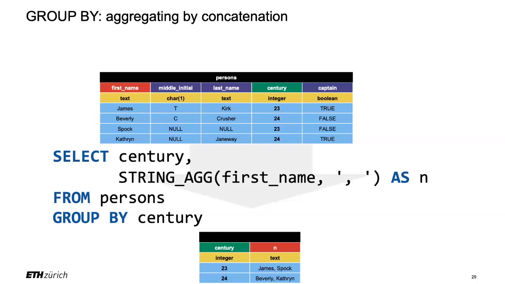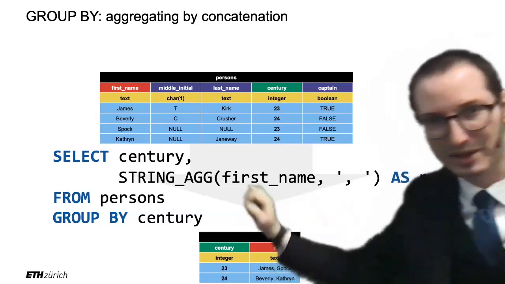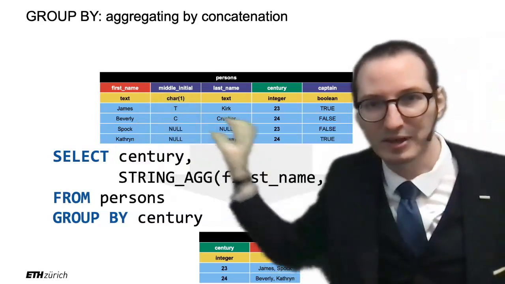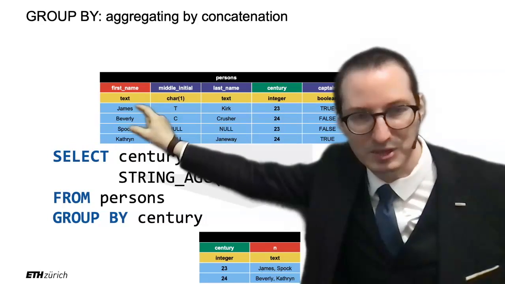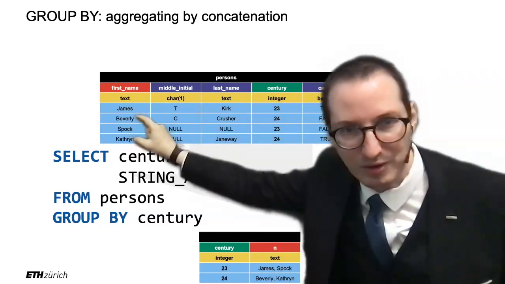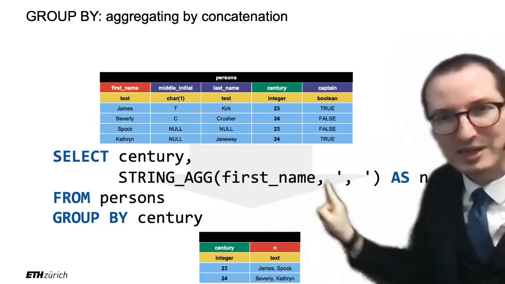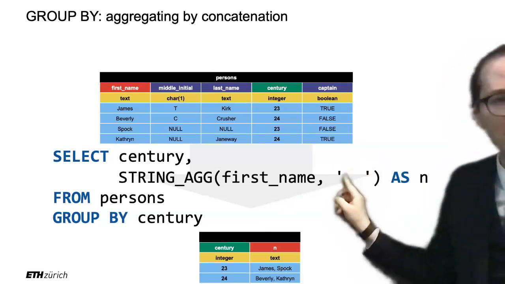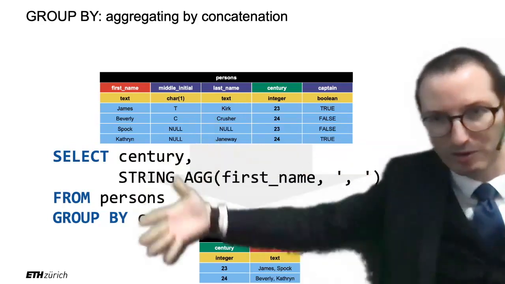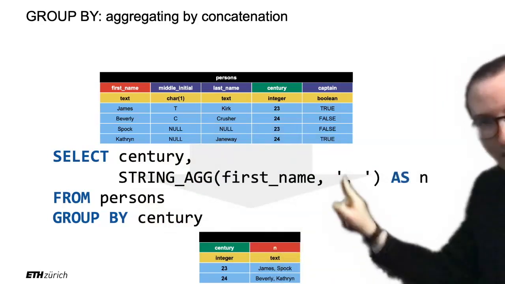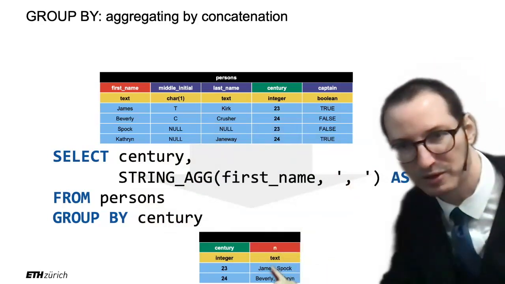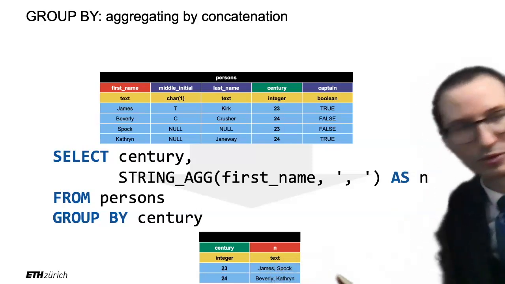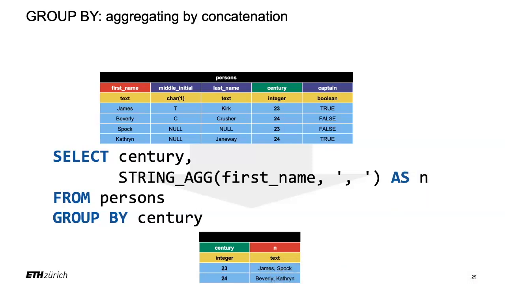Okay, and here is a string_agg, just for the purpose of showing you. So now I still have my two groups, but now what it's doing, it's aggregating all of the values. So let's look closer. First name here. So we are aggregating for 23, James and Spock. And 24, we are aggregating Beverly and Catherine. Now, the second parameter here is a separator. It means that in between each two values, it's going to add a comma and a space. So this is why you have the comma and the space here. And if there's more, it's going to be a comma and a space every time, right?